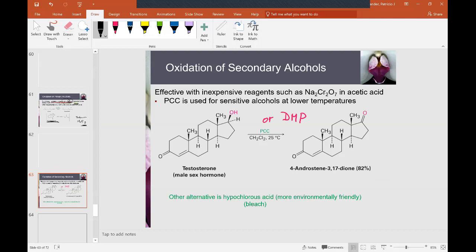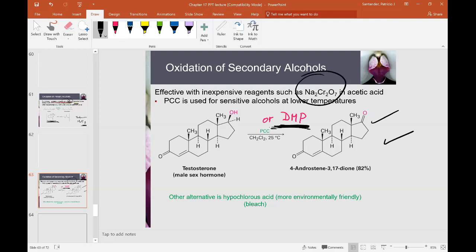The other thing that I would like to tell you is that for the oxidation of a secondary alcohol, like testosterone, you can use either one of the oxidizing reagents. If you want, you can use the weak oxidizing reagent, and you will get the ketone. Or you can use the stronger oxidizing reagent, like sodium dichromate, and you will also get the same product.